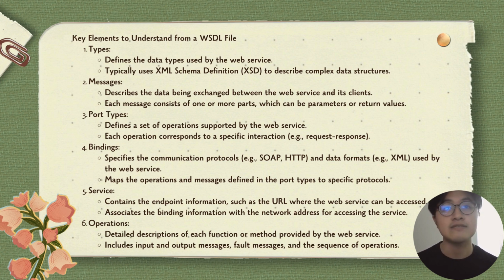The binding section specifies the communication protocol, examples like SOAP and HTTP, and data format like XML, mapping the operations and messages to this protocol. The service section contains endpoint information such as the URL for accessing the web service and associating binding information with the network address. Lastly, the operation section provides a detailed description of each function or method offered by the web service, including input, output, and fault messages, as well as the sequence of operations. Understanding these components is essential for integrating and efficiently interacting with web services.